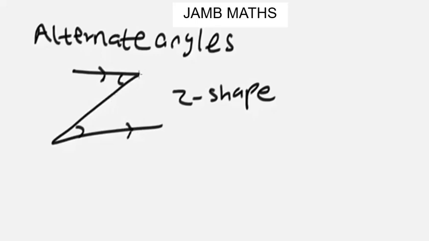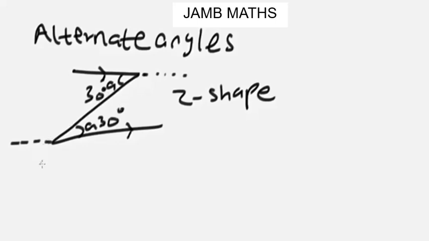In alternate angles, the angles are the same. For instance, let's say this is angle A, this will also be angle A. That means if 30 degrees is here, 30 degrees will also be here. Okay, so it's as simple as that.